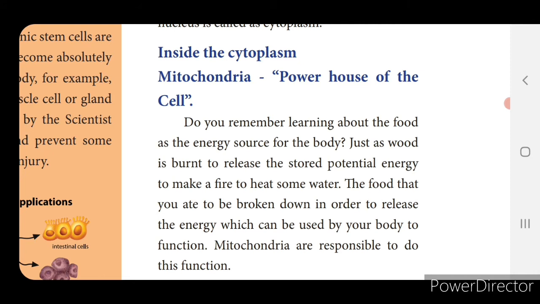Just as wood is burned to release the stored potential energy to make a fire to heat some water. Suppose you want to heat some water, you are burning that wood. When you burn that wood, the potential energy present inside the wood is released in the form of heat energy. Isn't it children? So the food that you ate has to be broken down in order to release the energy which can be used by your body to function.